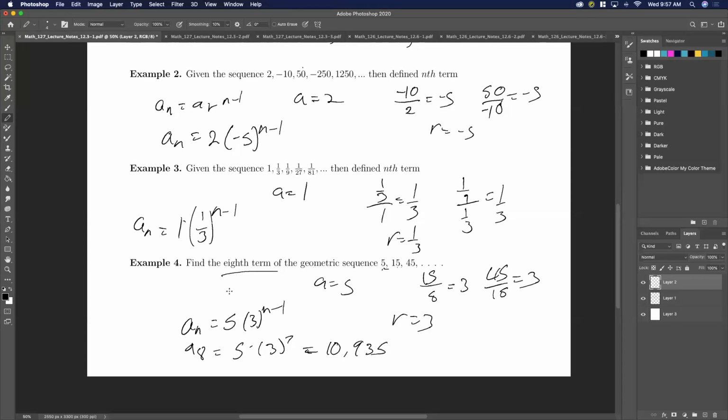So that's how you find any term. You just find what the general form is and then crunch through a number. All right, I'll leave this on for 1 second, and we'll go to the next page.